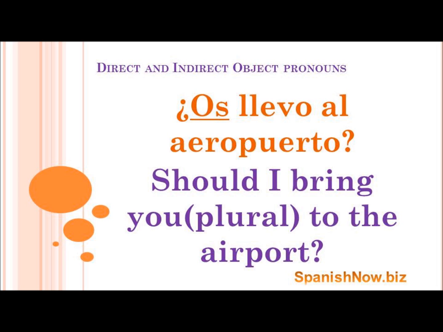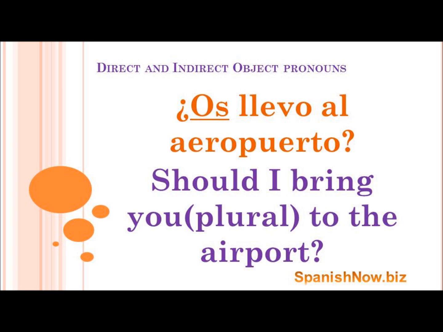Anyway, this sentence says, "os llevo al aeropuerto." So this might be a taxi driver in Madrid trying to get his foreign tourists over to the airport. He would ask them, os llevo al aeropuerto, should I bring you, plural, you guys, so there'd be a few people sitting in the cab, should I bring you all to the airport? Os llevo al aeropuerto.